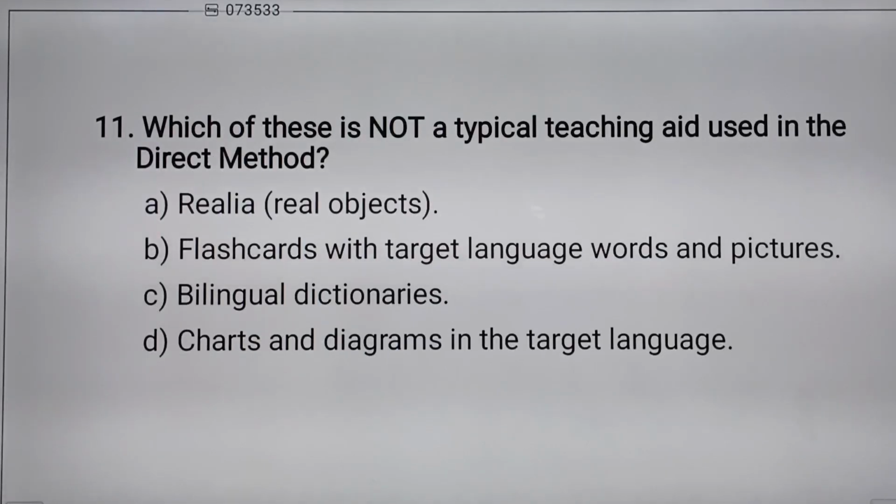Next, which of these is not a typical teaching aid used in the direct method? A. Realia, which means real objects. B. Flashcards with target language words and pictures. C. Bilingual dictionaries. D. Charts and diagrams in the target language. The right answer is C. Bilingual dictionaries.